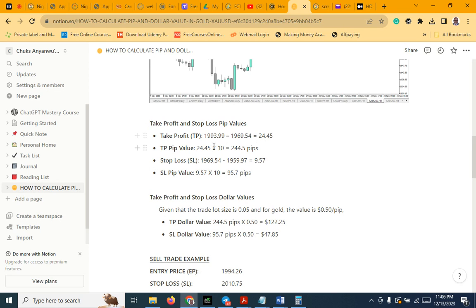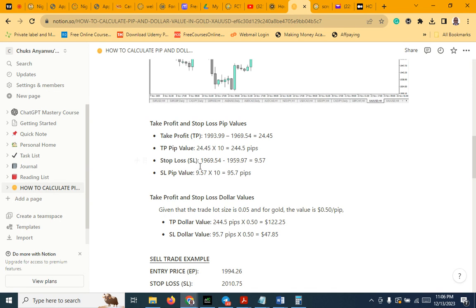your take profit is this. Okay, so you have to calculate your take profit for a buy trade. You have to subtract your entry price from your take profit price, and you get this, okay? Then the pip value is this, it's the take profit value multiplied by 10, and that gives you 244.5 pips, okay?